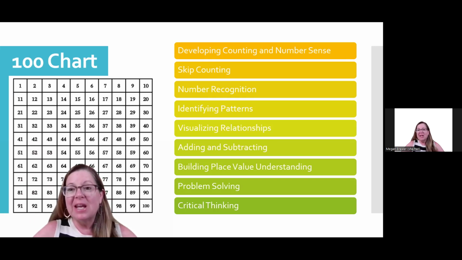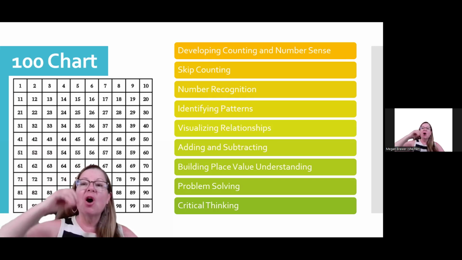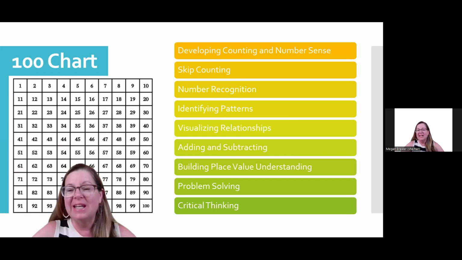Or 27, take away 10. Oh, let me look on the chart. Oh, it's just a hop up to 17. So eventually, after students have had enough experience with the 100 chart, they're just going to do this mentally. And it won't be an issue at all for them. They'll just have it down because of all their experience with the chart.